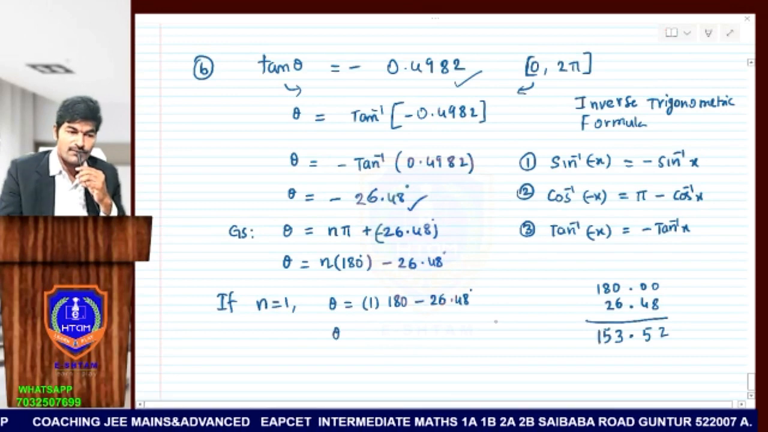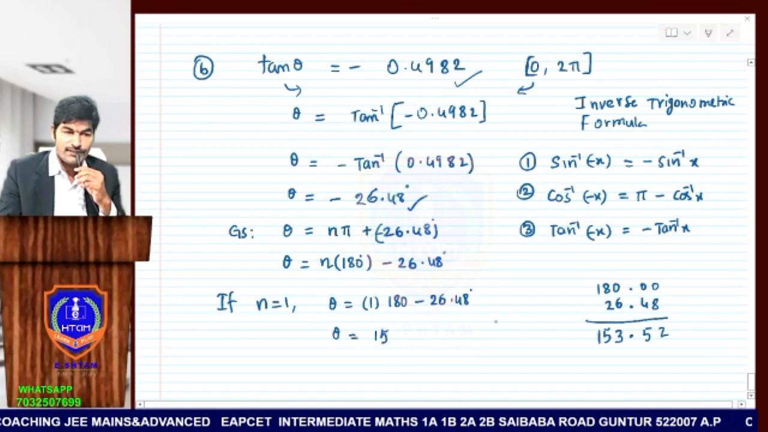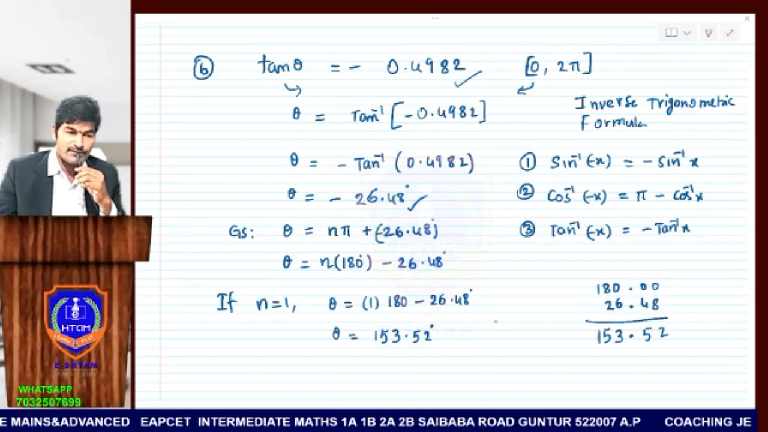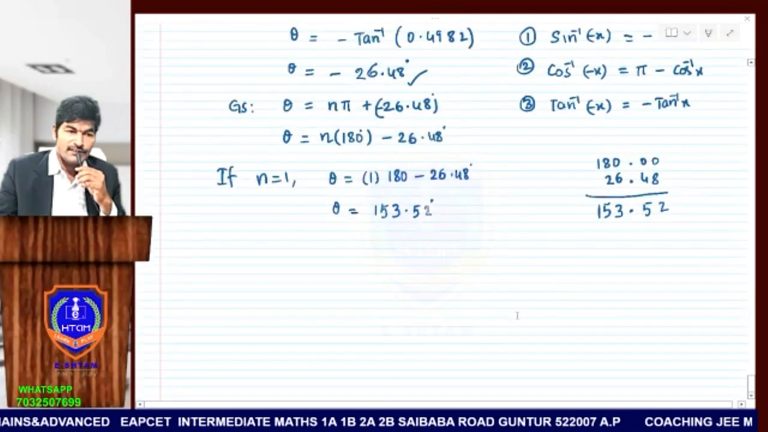Therefore, theta equals 153.52 degrees. Is it acceptable? Yes, because it lies between 0 and 360 degrees, so you can take this as an answer. 153.52 degrees is one of the solutions. Next, we will try n value as 2.